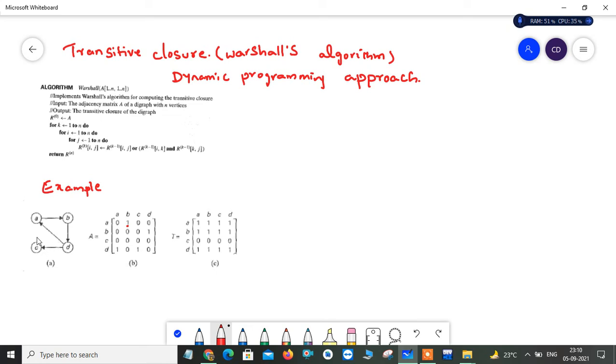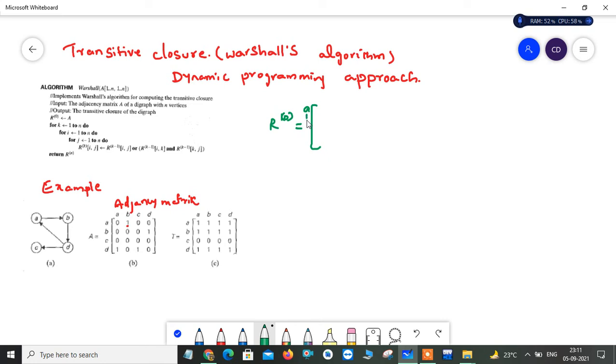Whereas for C, there are no outgoing edges from C. So from C to A, C to B, C to C or C to D, we didn't have any paths, so we simply make all of them zeros. And then from D to A we have a path, so it will be 1, and from D to C we have a path, so it will be 1. So this is the adjacency matrix. First of all you have to form an adjacency matrix, and that is your R of 0. R of 0 is nothing but the adjacency matrix.